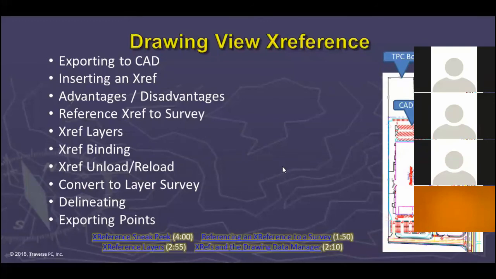Okay, so we're going to take a look now at XReferences. This is the newest way we have of working with CAD files. We're going to take a look at inserting an XReference, the advantages and disadvantages, we're going to take a look at referencing that data to our survey if there are differences in what they've sent us, whether it's their coordinate reference system or their units or whatever. We're going to look at the various options for working with XReferences.